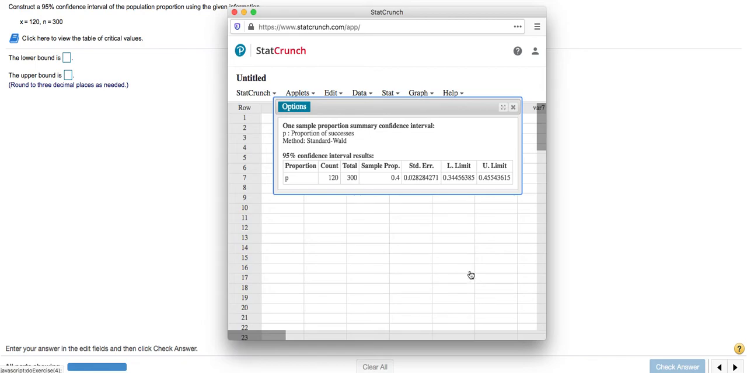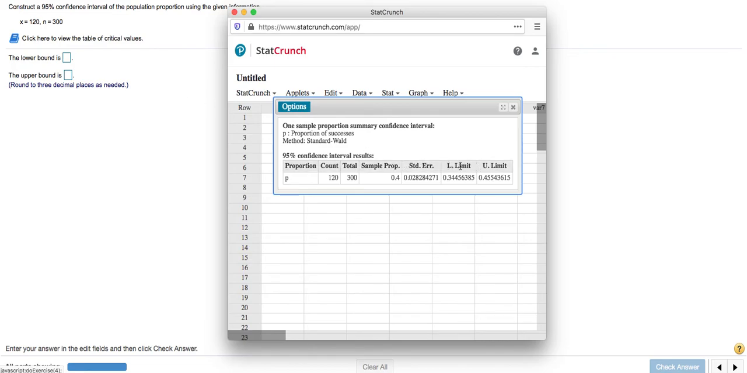And so here's the information that comes out. It has the information we entered. This would be the sample proportion. But all we really care about for this problem is this lower limit and upper limit. These are the values that we're going to plug in here and here, rounding to 3 decimal places.